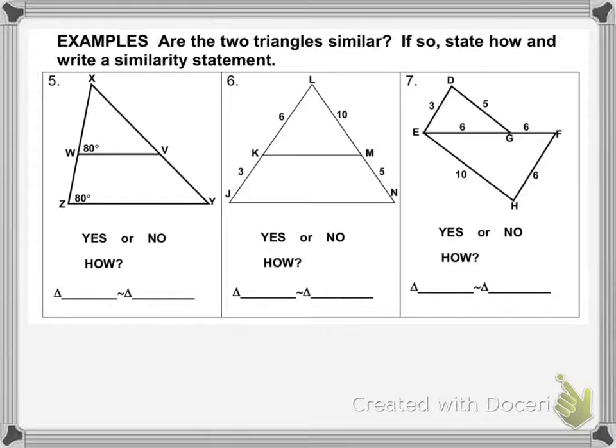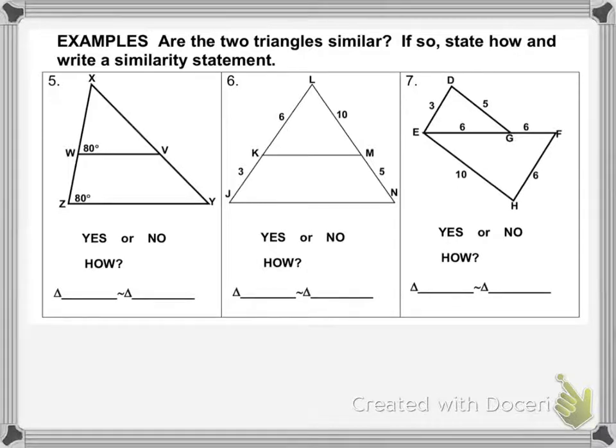All right, so we've got some examples here. This is a lot what your practice will look like. You'll have two triangles and you just have to determine if they are similar or not. And then how do you know that they're similar? And then you'll write your similarity statement. So look at 5. This is an example where the triangles are overlapping.